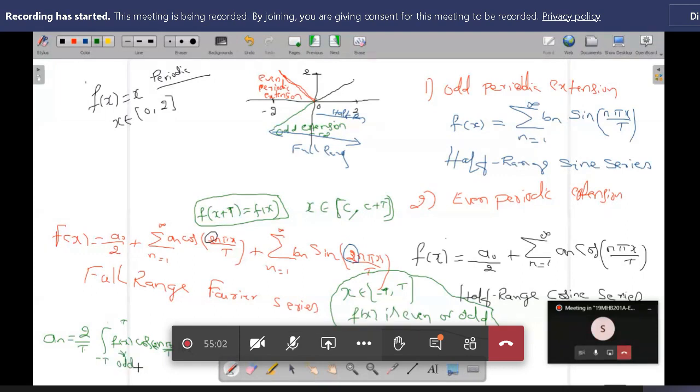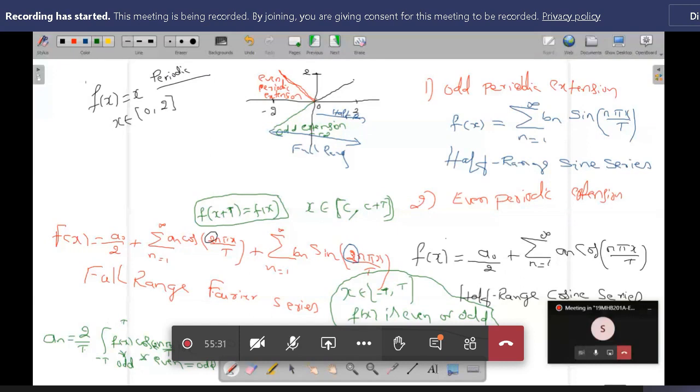If the function is odd, and cos is what? The cos term is cos of a function, cos of x is even. What is the product of odd into even? It is odd. What is the integration of an odd function in the interval minus t to t? Obviously it is 0. If you remember, we have given this definition. So basically this will be 0.